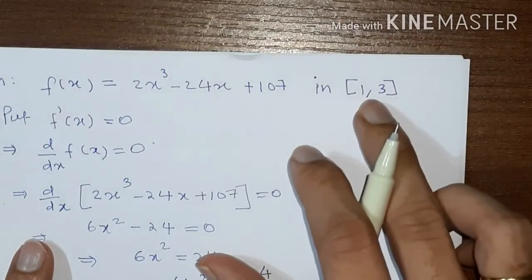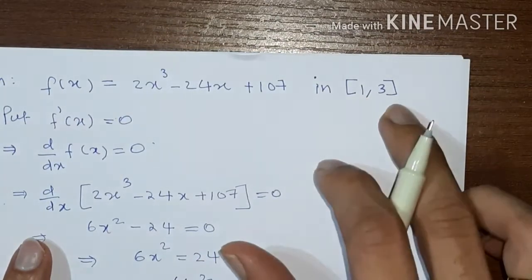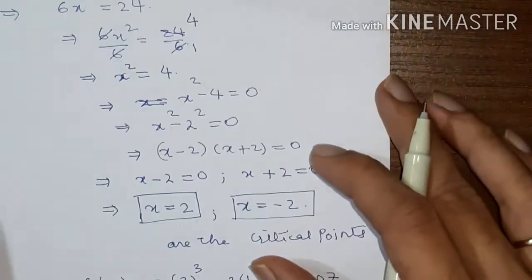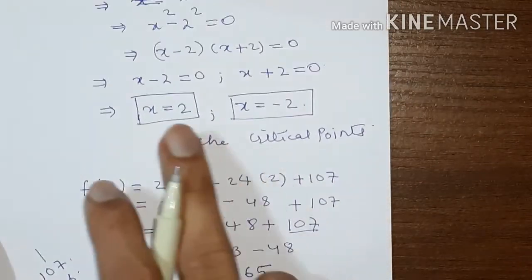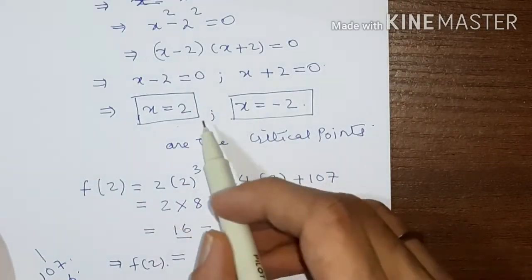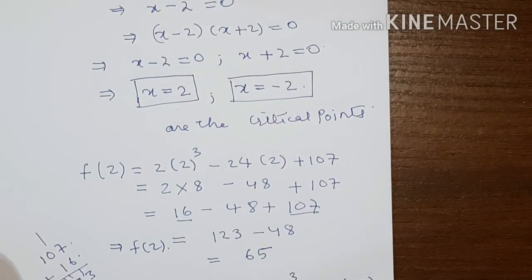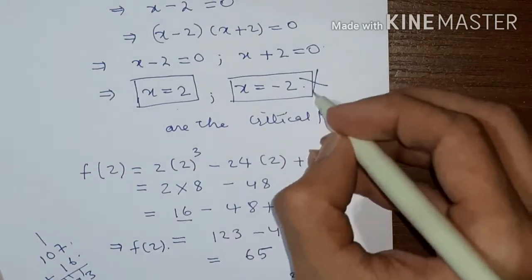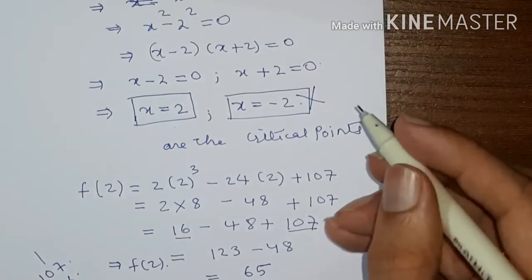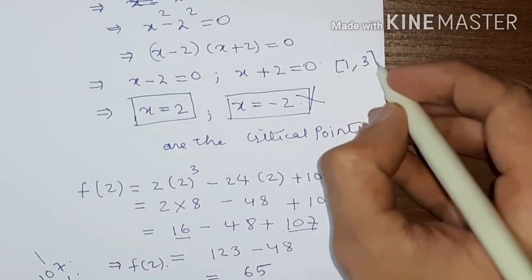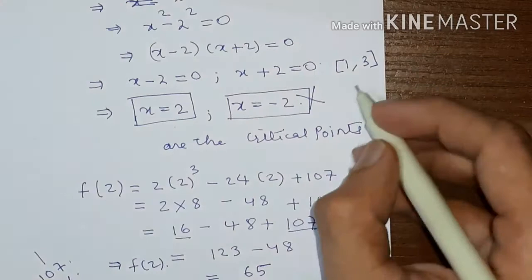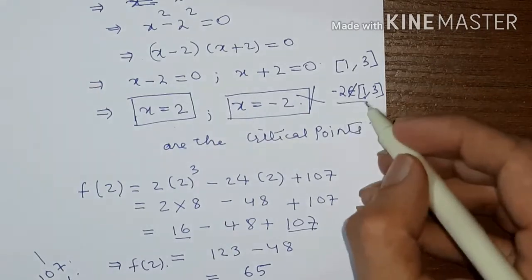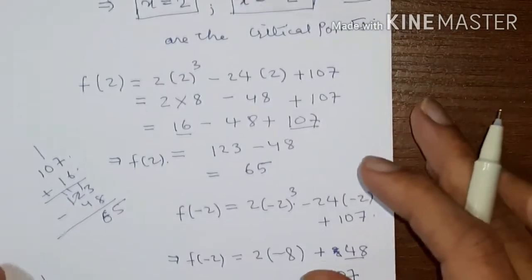Now what is the interval that was given to you? It is 1 comma 3. And the critical points are what? 2 and minus 2, right? Now what we have to do is not take this value minus 2. Why? Because the interval given is 1 comma 3, and minus 2 doesn't belong to this interval. So we don't take minus 2 for finding the maximum value.